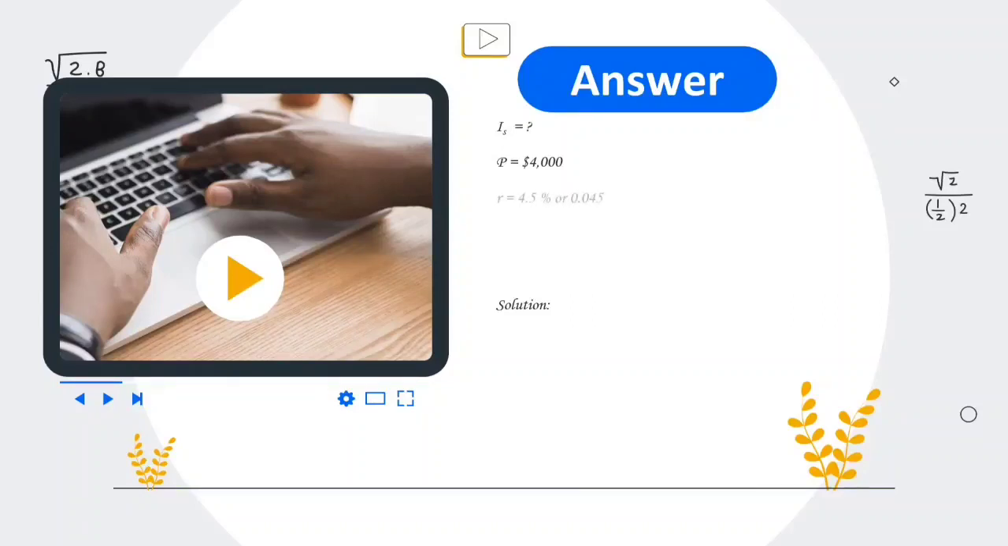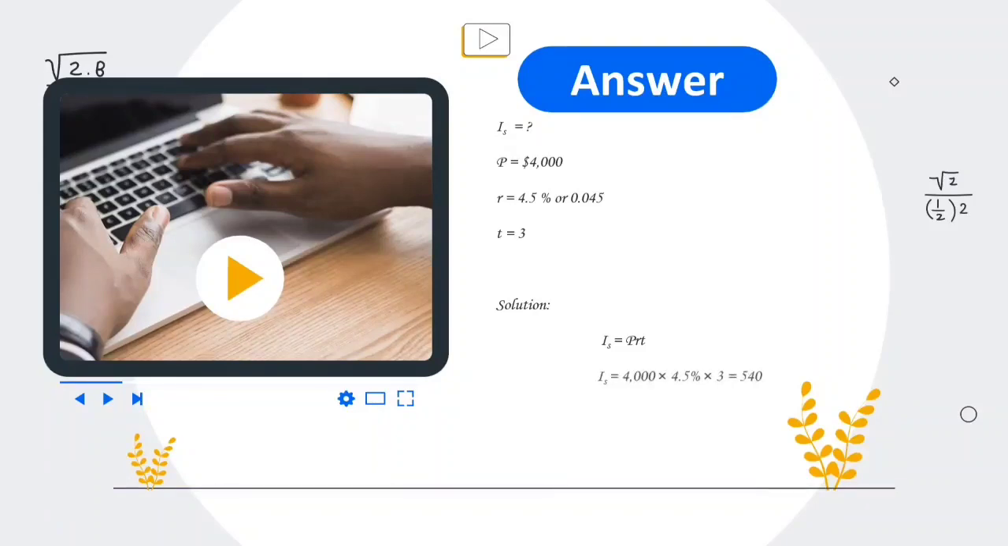Rate is 4.5%, but we need to convert it into decimal form, so that's divided by 100, which is 0.045, and T of course is 3 years. So let's use the formula for IS, which is PRT. We need to multiply the principal amount by the rate and the term, which is $4,000 times 0.045 times 3. That will give us $540.